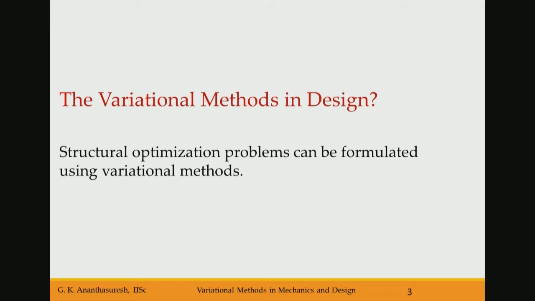What I mean by that is that structural optimization, that is the process of optimizing the structures, those problems can be formulated using these so called variational methods. So, variational methods are useful in mechanics and they are also useful in design, because structural optimization, the purpose of that is actually design. So, both structural optimization design as well as mechanics can use what we call variational methods, which is the focus of this course.